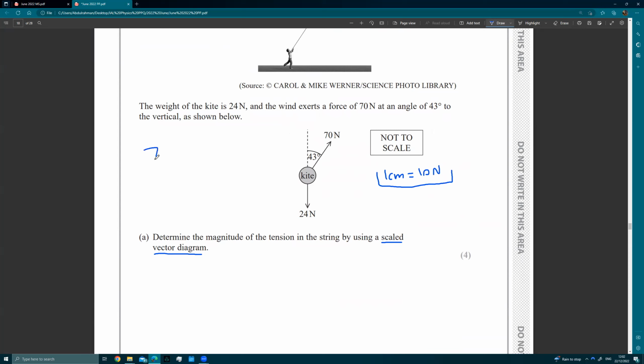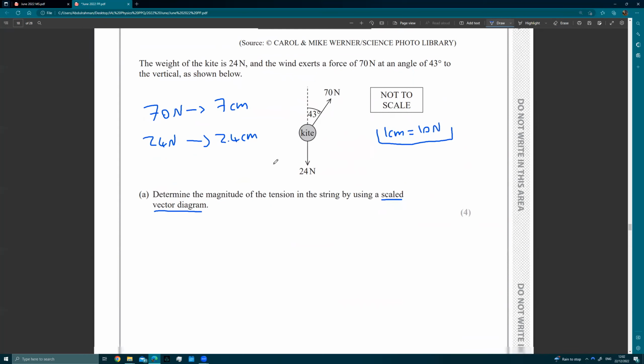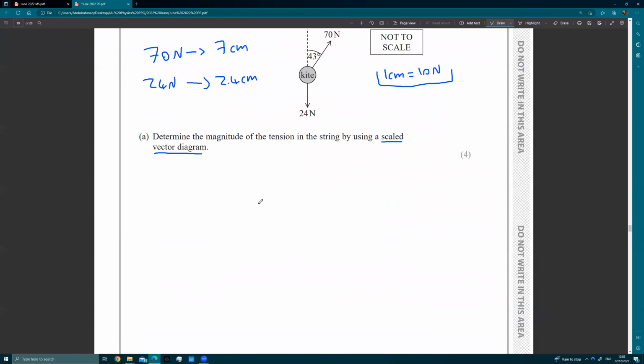That would mean that 70 newtons corresponds to 7 centimeters. And 24 newtons will correspond to 2.4 centimeters. So now we draw the scale diagram. We'll start with the 70 newton force. So we're going to have to use a protractor. So use a protractor and measure 7 centimeters going at an angle of 43 degrees.